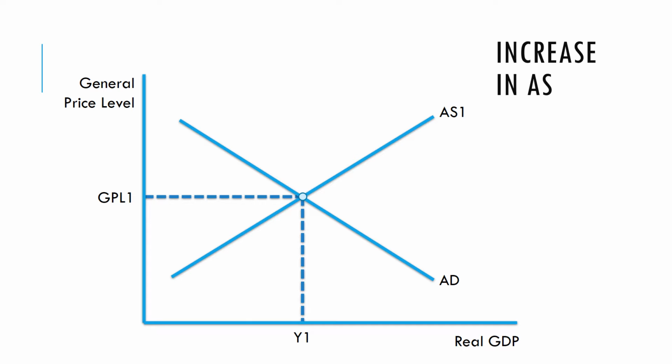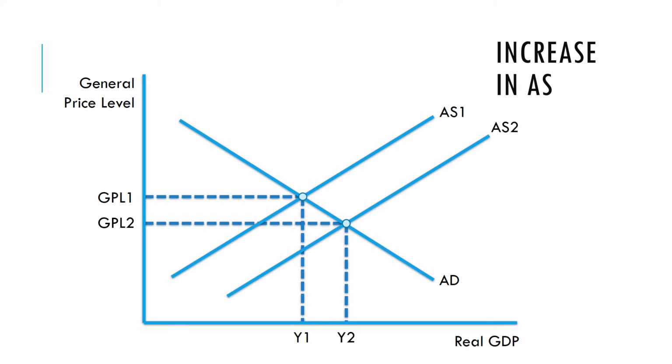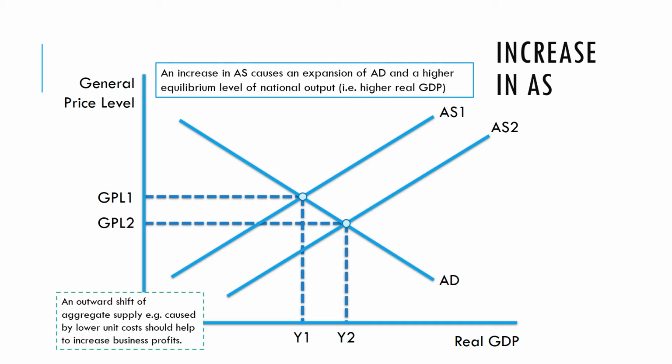We can also use this model to look at impacts or changes in aggregate supply as well. So if there's an increase in aggregate supply, we would expect the economy to move to a new position of equilibrium at price level 2 and output level Y2. So an increase in aggregate supply causes an expansion along the AD curve and a higher equilibrium level of national output. And this may be caused by perhaps lower unit costs, which could help to increase businesses' profits.